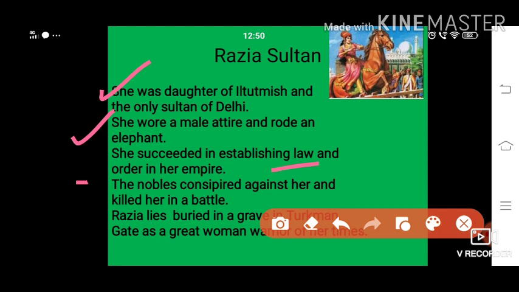The nobles conspired against her and killed her in a battle. It is said that the nobles told her to surrender. But Razia Sultan said she would rather die in a battlefield than surrender herself. So she did the same. Razia Sultan was removed from the throne in 1240. The nobles were against her and they killed her in a battle. And Razia lies buried in a grave in Turkman Gate as a great woman warrior of her times.